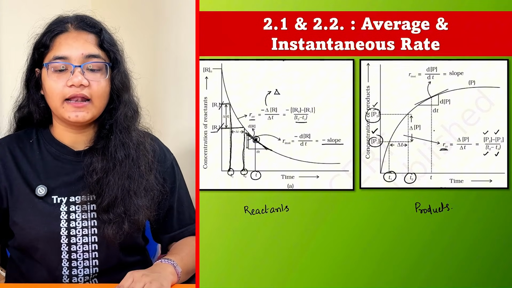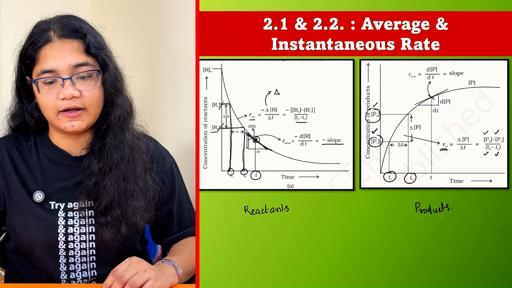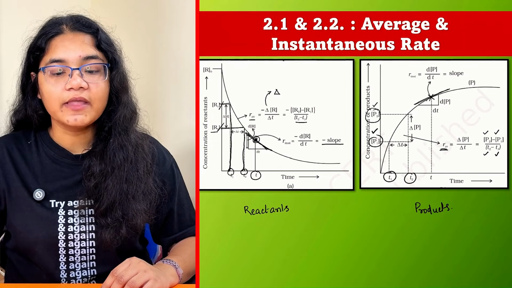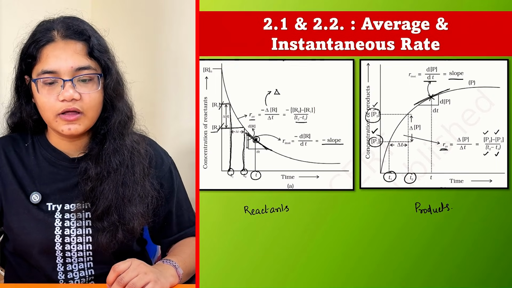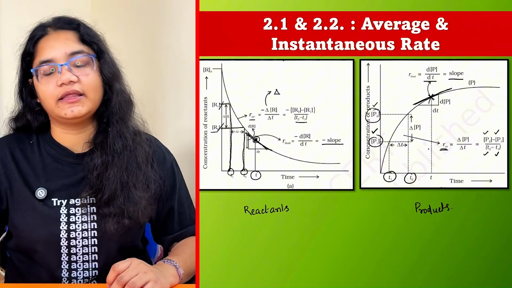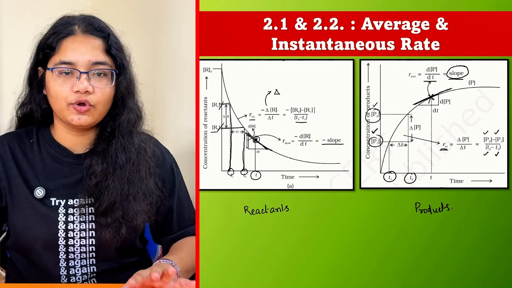And then when you have to calculate the instantaneous rate at that particular interval, you have to draw a tangent here, and then you have to calculate dP by dt, which is equal to the slope. You draw the tangent of that particular curve at that particular point, and then you can calculate the instantaneous rate, and that will also be given by the slope of the tangent.